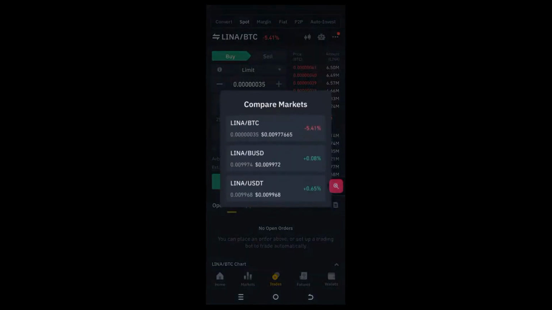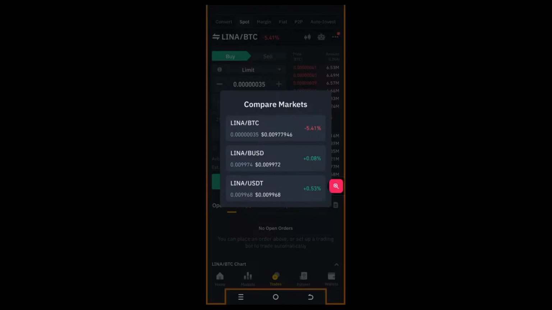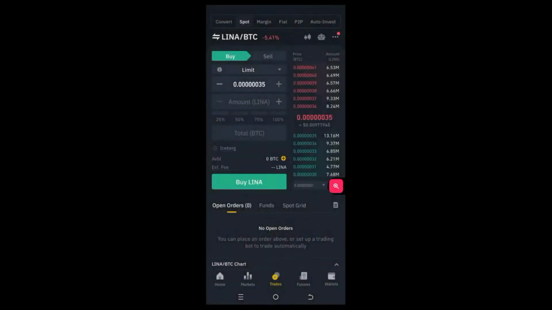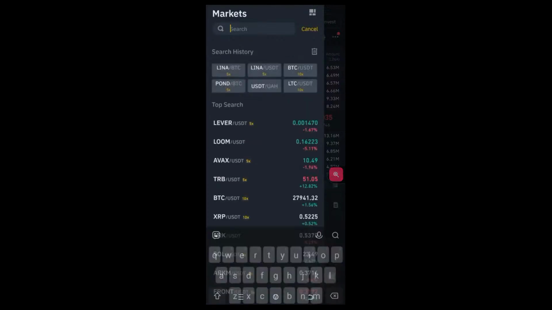So you can see that in the compare markets, we've got Lena BTC at 0.009777, and we have Lena USDT at 0.0099. So obviously we have to start with BTC. For us to do that, we need to quickly go and buy BTC. But let's do that with simulation first, okay?